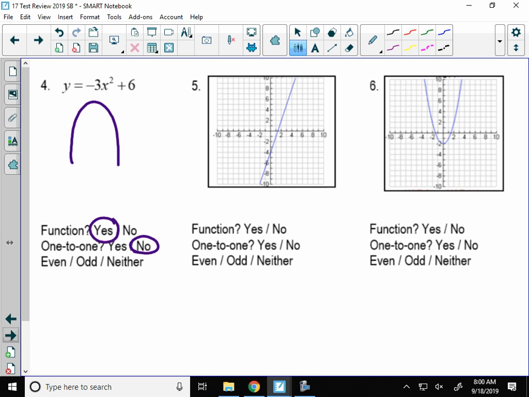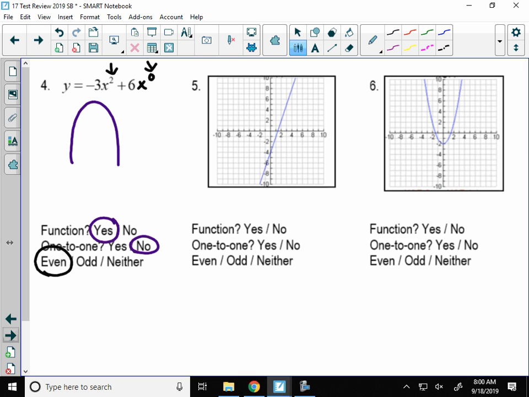And even, odd, or neither. Well, you can think about the graph, but if you're not sure what the graph looks like, think about the exponents. Remember, even functions have all even exponents. Here I have an exponent of 2, and remember the constant has an exponent of 0, which they consider to be even here. Since every term has an even exponent, this would be an even function.